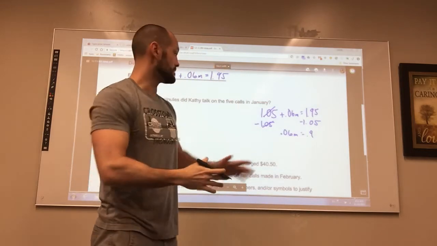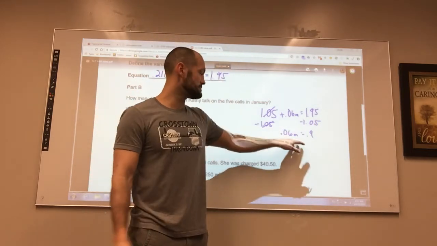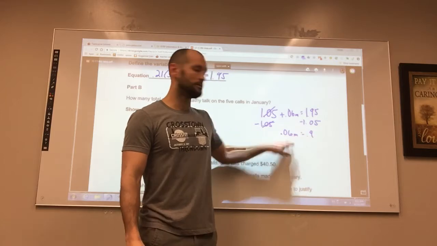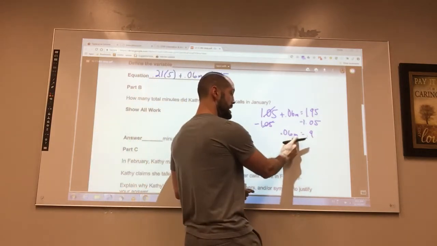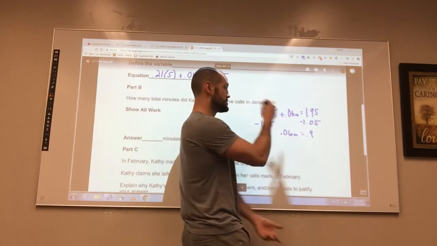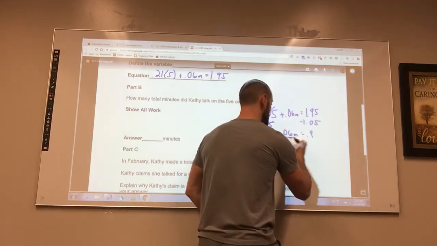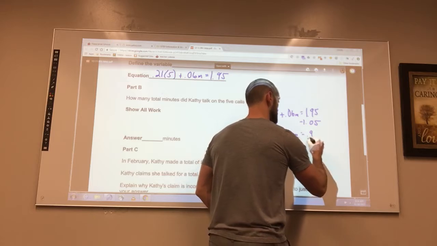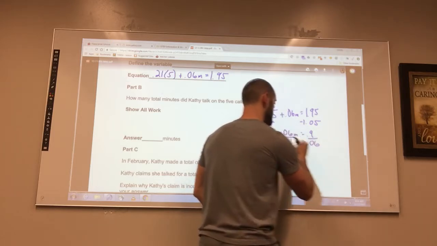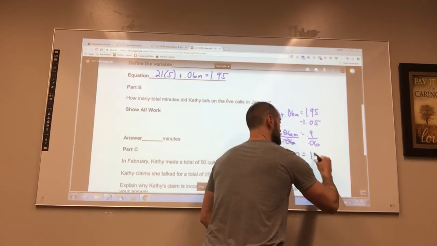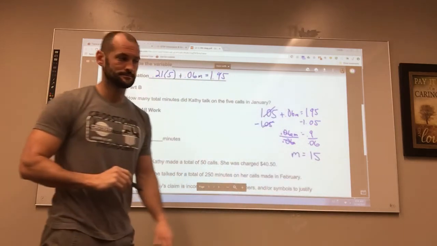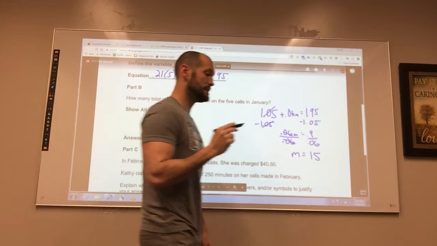Careful of your decimals here. Do not lose a decimal. Sometimes I've seen some students just write 0.9 divided by 0.6. No, it's 0.06. M is being multiplied by 0.06, so to undo that, we divide by 0.06. This leaves us with a total answer of 15 minutes.